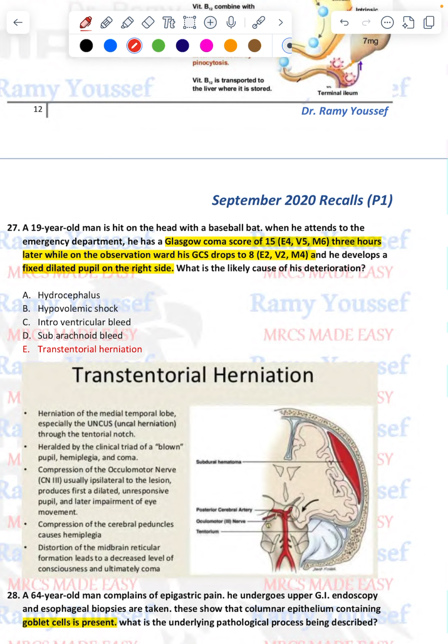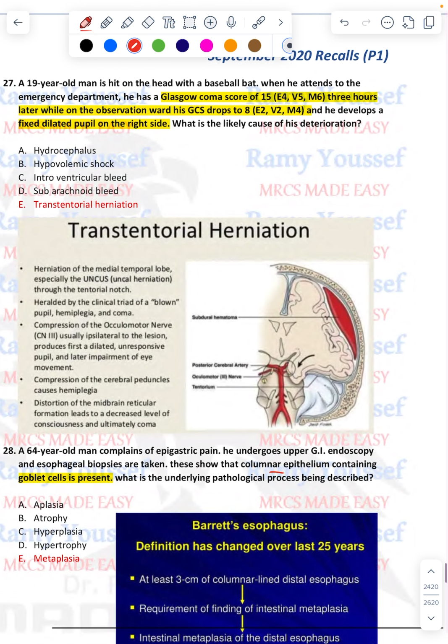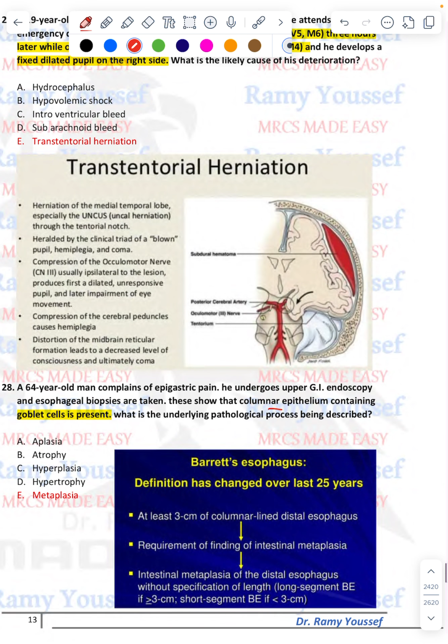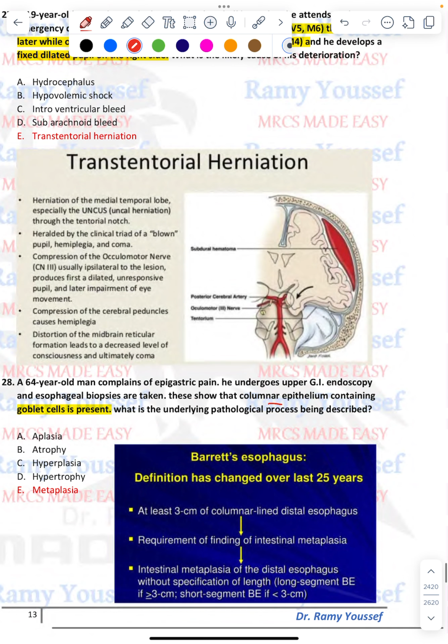A 64-year-old man complains of epigastric pain. He undergoes upper GI endoscopy and biopsies are taken. Columnar epithelium containing goblet cells is seen. This is Barrett's esophagus, which is called metaplasia. The definition of Barrett's esophagus has changed over the last 25 years: at least 3 centimeters of columnar epithelium, with a requirement of finding intestinal metaplasia, or intestinal metaplasia without specification.